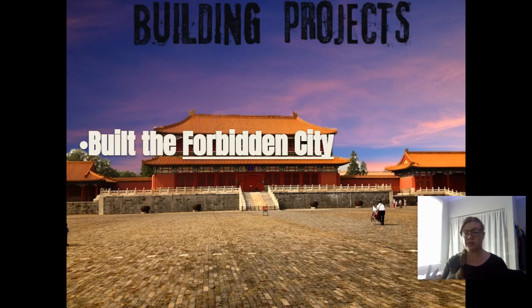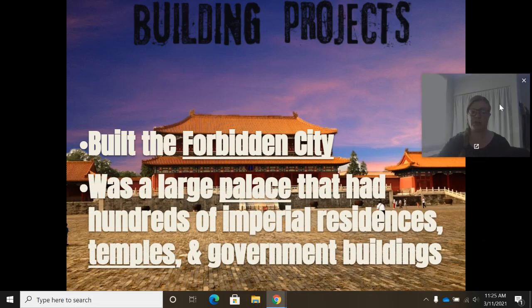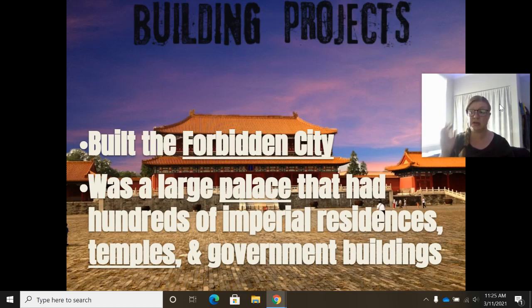So with tax money, like we said before, tax money goes towards public service and also towards public buildings, roads, things like that. Well, one of the things that our new emperor is going to build is called the Forbidden City. So the Forbidden City still stands today, and we're going to see multiple pictures of what the Forbidden City looks like. This is one here. So he built the Forbidden City. This was basically a large palace that had hundreds of imperial residence, temples, and government buildings.